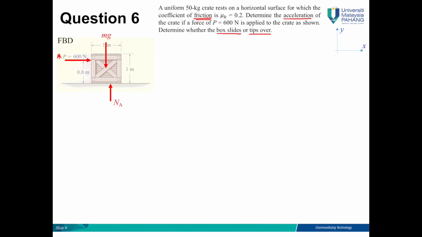Then we have a 600 Newton force applied. So there are altogether 3 external forces acting on this crate. Now, there are actually 4 forces. The other one is the friction force. We use the symbol Fr for friction. Friction force is equal to mu times Na, the normal force.